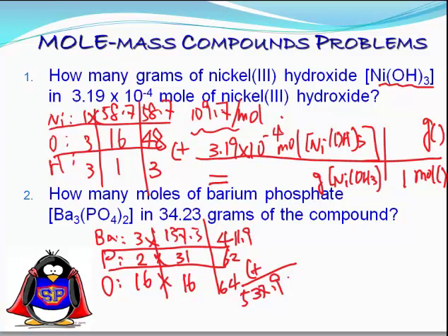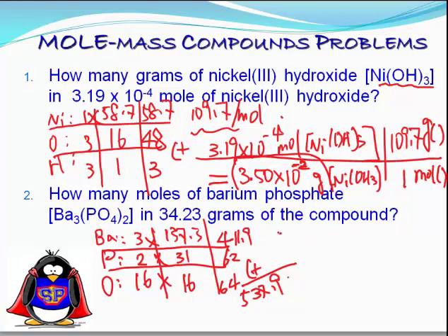This will be the answer: 109.7. Plug in the numbers, and you will get 3.50 times 10 to the negative 2. That will be the answer for number 1: 3.50 times 10 to the negative 2 grams of nickel 3 hydroxide.